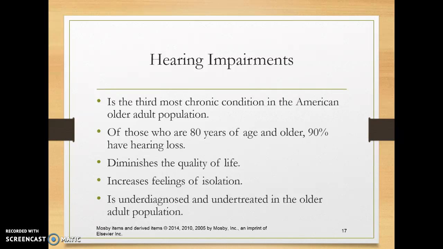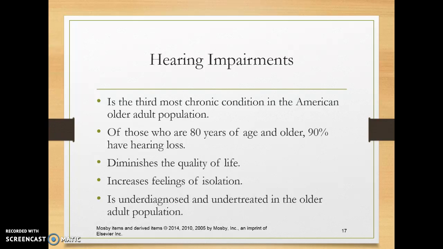So then our hearing impairments. This is the third most chronic condition in the American older adult population. Of those who are 80 years of age and older, 90% have some sort of hearing loss. So imagine putting something in your ears and you can't hear anymore. It's going to be difficult.